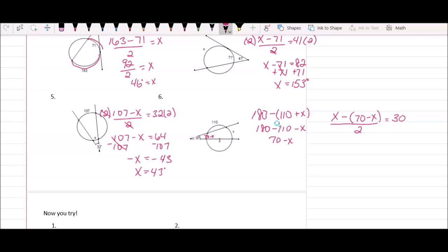Now distribute that negative again. X minus 70 plus x over 2 equals 30. So I'm going to multiply by 2 on both sides again. So we're going to cancel that out, and I'm also going to combine these two x's. So 2x minus 70 equals 60. Now add 70. 2x equals 130, and divide by 2.